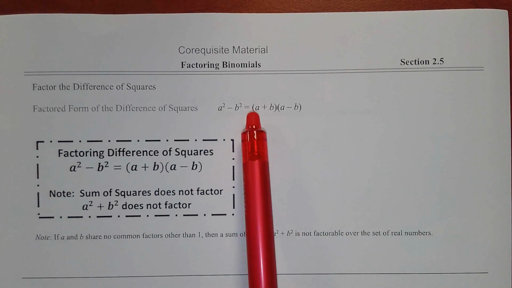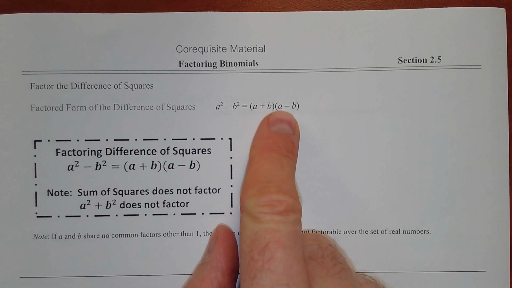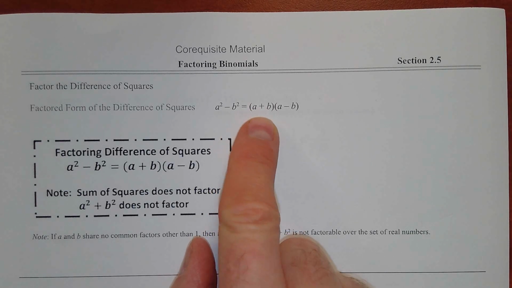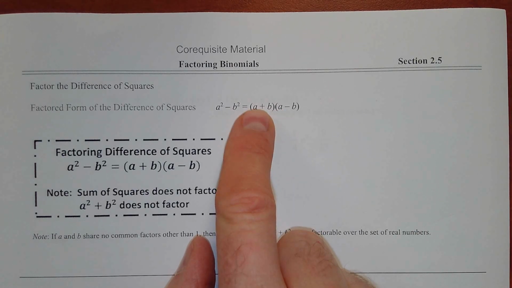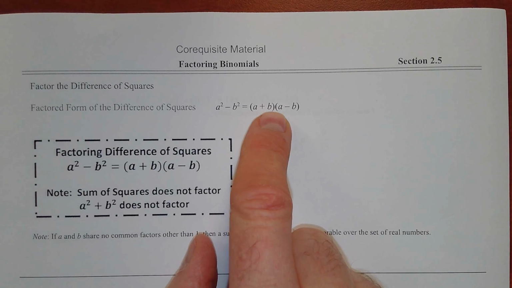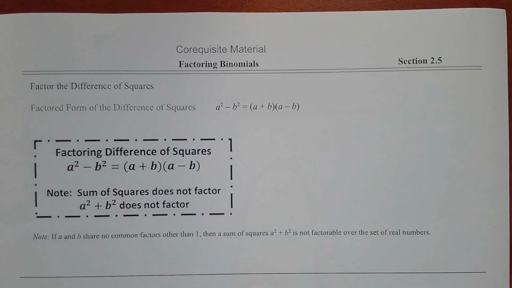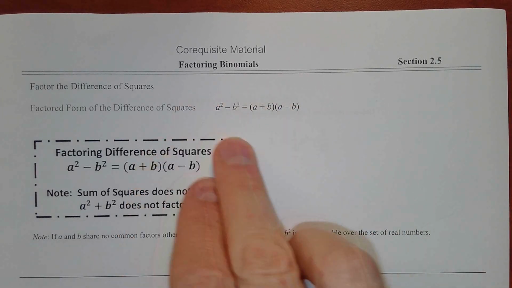And the idea is if I FOIL this, the product of the first terms would be a squared. My outer terms would be minus ab, but my inner terms would be plus ab. So if we have minus ab plus ab, they're going to add to 0. And then b times b gives b squared. So if we have exactly the same two binomials being multiplied together, except the sign in between the terms is opposite, then the middle terms are going to add to 0, cancel out so to speak, and that would just leave you the first term squared minus the last term squared. And this is now called the difference of squares.